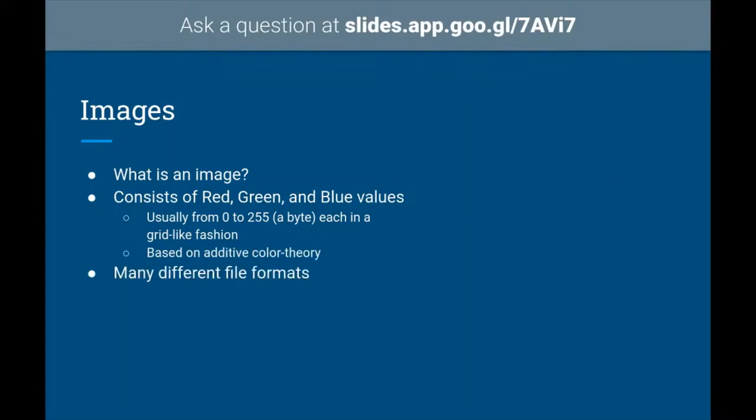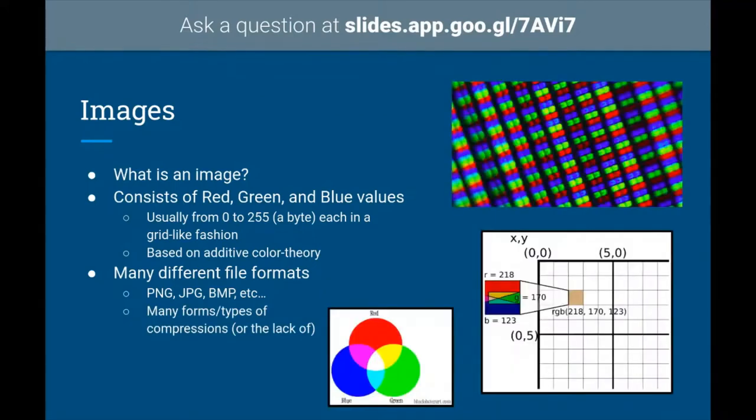And then there are lots of different file formats. I'll briefly explain those different formats. And then there are different types of compressions. I'll explain what that is. So you have three different colors, red, green, and blue. And then you combine those. They make all the colors that we can know of. And you can see here that I did an example. So you have green, red, and then blue. If you combine them, you make this kind of beige-ish color.